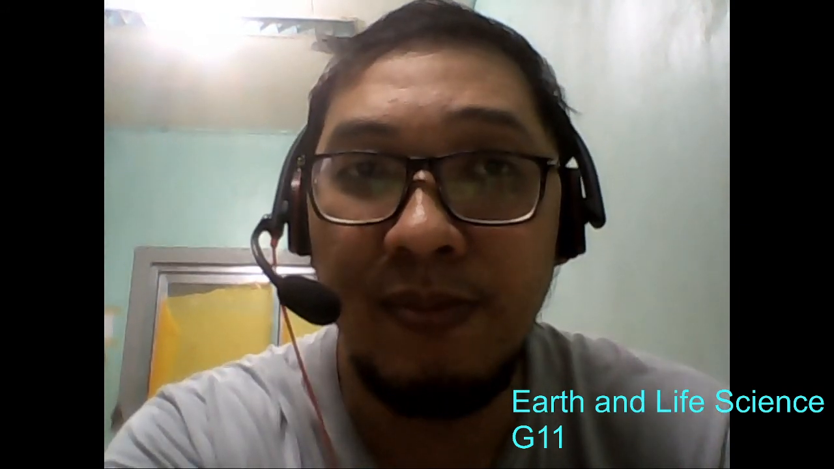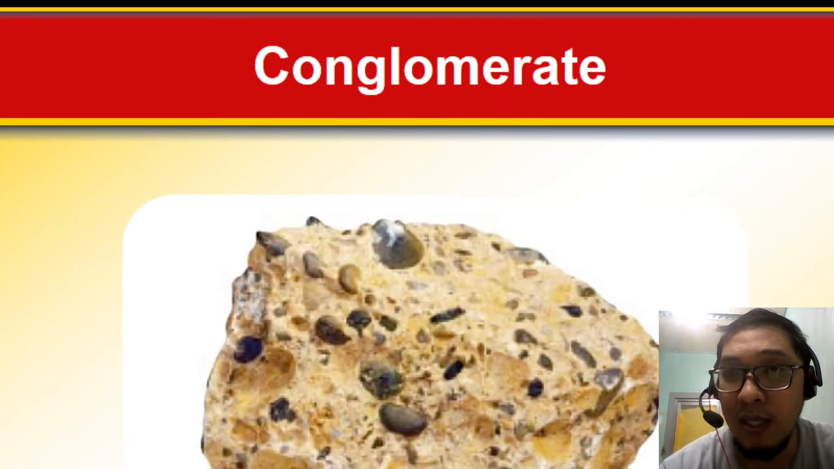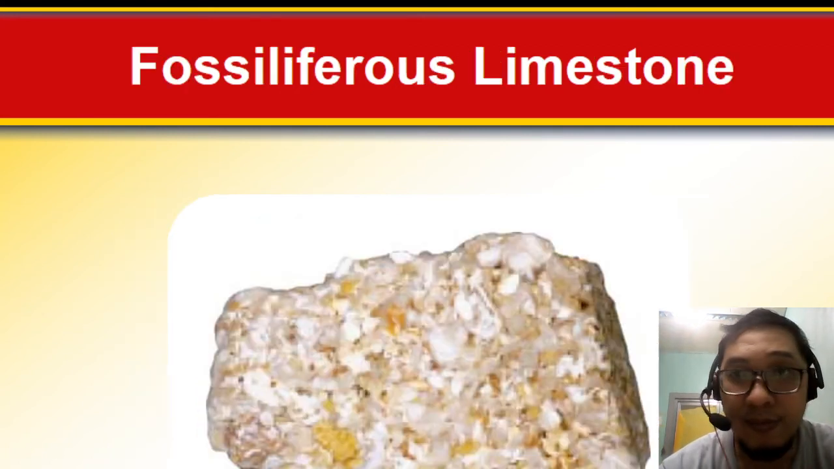So this one is shale. As you could see, the shale has a plant fossil embedded in it. Who knows? You'll be able to unfold and discover an ancient plant embedded on a rock. Conglomerate. Once again, conglomerate, as mentioned a while ago, is a kind of clastic sedimentary rock. This one is fossiliferous limestone, wherein embedded in it are fossils.